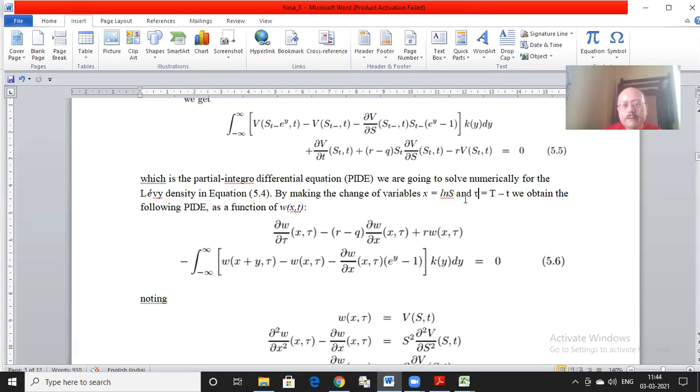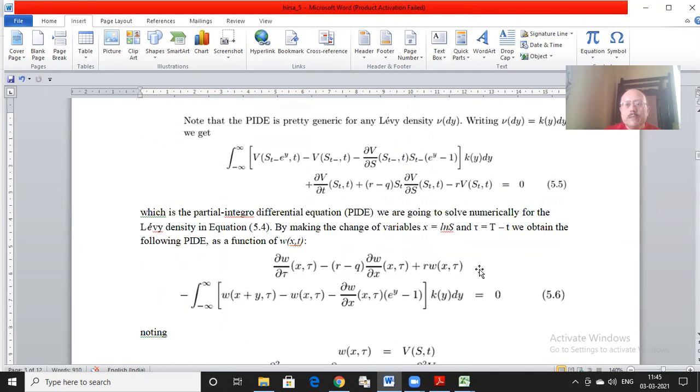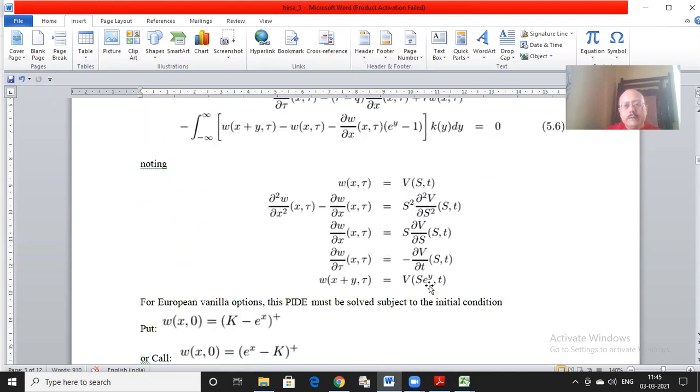So with these new variables x and tau, we can rewrite our PIDE as in 5.6. What have we done? We have defined W(x, tau) as V(S, t). There are two changes: S goes to log S, and t goes to capital T minus t. So the derivatives are related in this way. del 2 W del x square (x, tau) minus del W del x (x, tau) will be this quantity. Del W del x is this and del W del tau is this. And W(x plus y, tau), we will write it as V(S e to the power y, t), because we are using the log transformation. S is e to the power x.